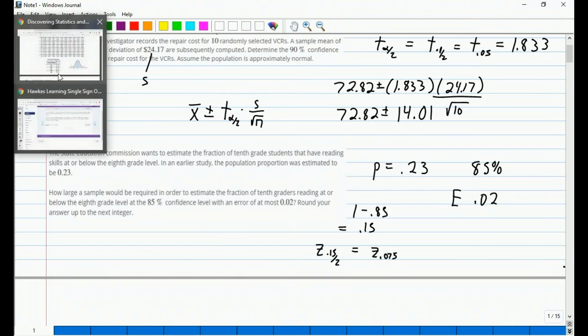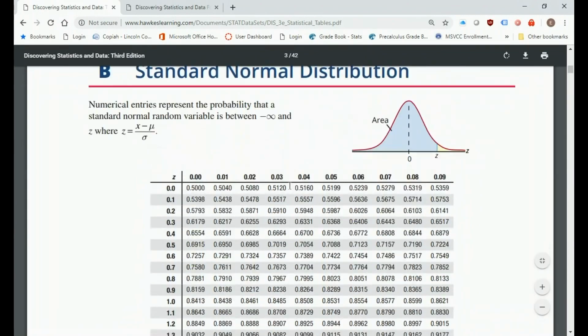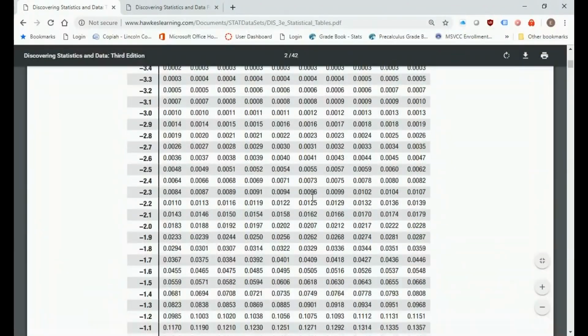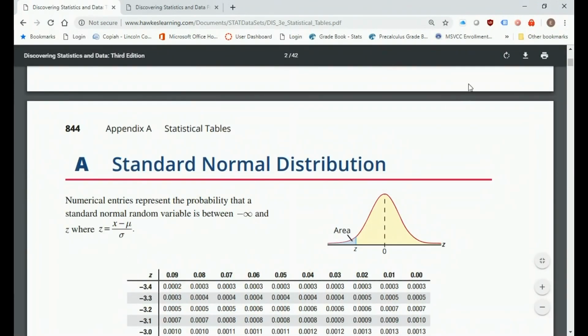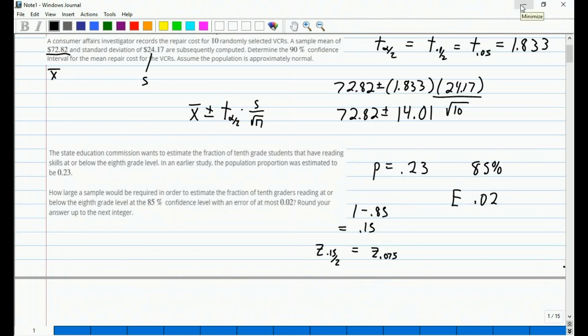So if I go back to my table, and I get as close as I can to 0.075. Now that's almost 0.075, and that's as close as I can get. Negative 1.44. So whether you use the positive or the negative, it's not going to matter, again, because we're going to square it. But our value, I'm just going to put 1.44.